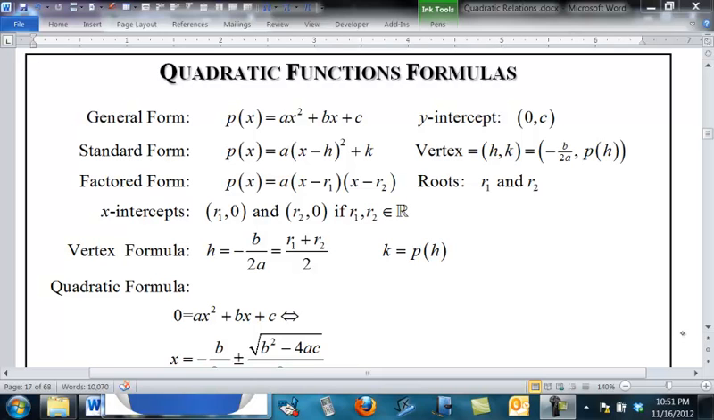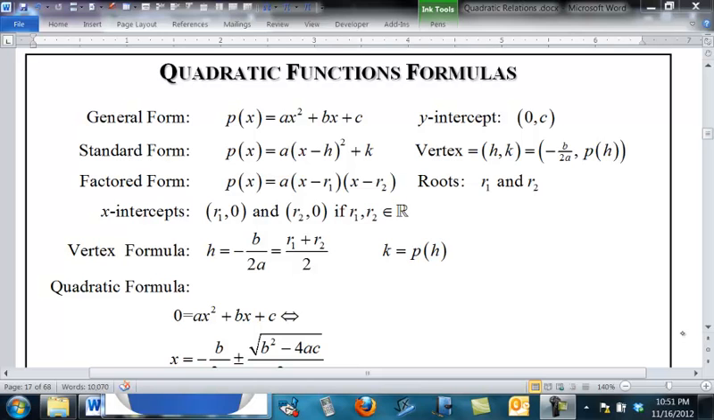The general form is p of x equals ax squared plus bx plus c, where a, b, and c are constants. And from this form we can easily see the y-intercept, so you might call this the y-intercept form, because you can easily see that (0, c) is the y-intercept. The standard form is p of x equals a times (x minus h) squared plus k. And this could easily be called the vertex form as well, because we see that (h, k) is the vertex.